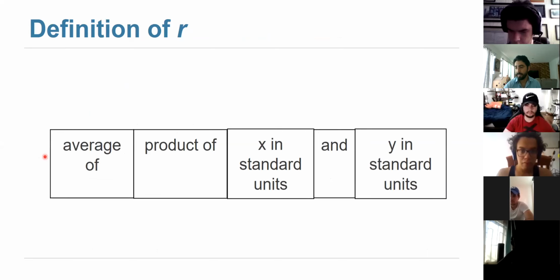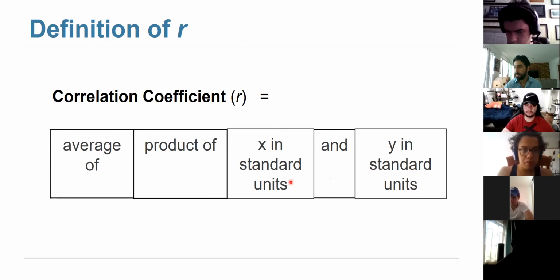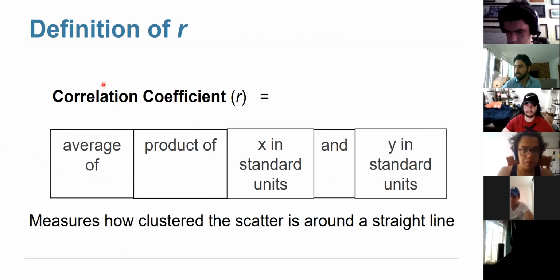We mentioned how to calculate it. It's the average of the product of x in standard units and y in standard units. If you remember, that was how we calculated it, and because we calculate it based on standard units, R also has no unit. We call it the correlation coefficient, or R. We may refer to it both ways, and it measures how clustered the scatter is around a straight line, or how well a linear equation can describe your data.